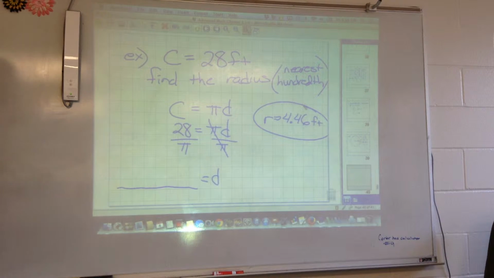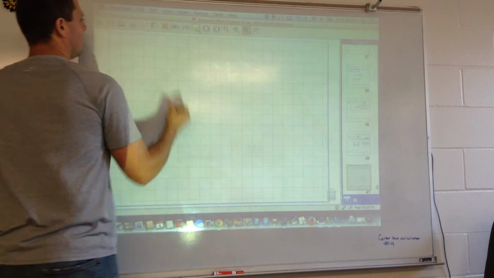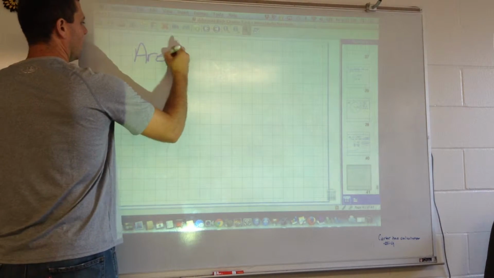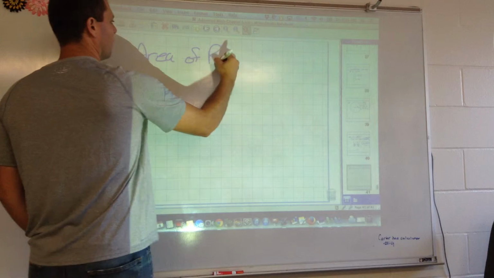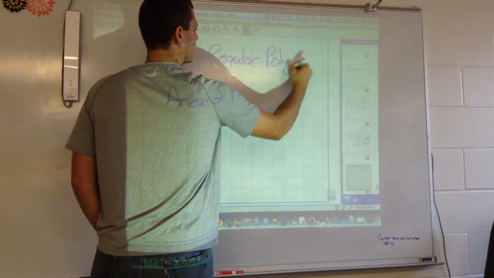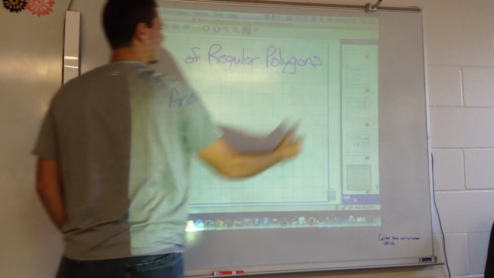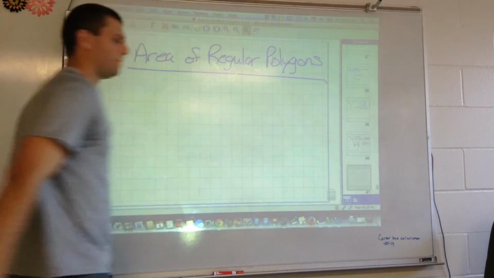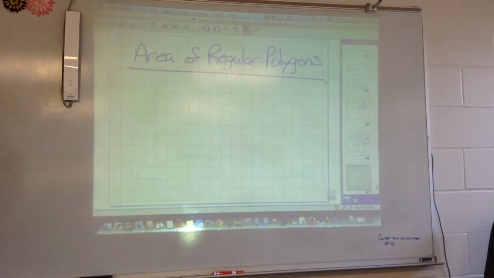Okay, there'll be just a few problems with circumference. Next, area of a regular polygon. First of all, vocabulary review. Who can tell me what a regular polygon is? A polygon that has equal angles and sides.